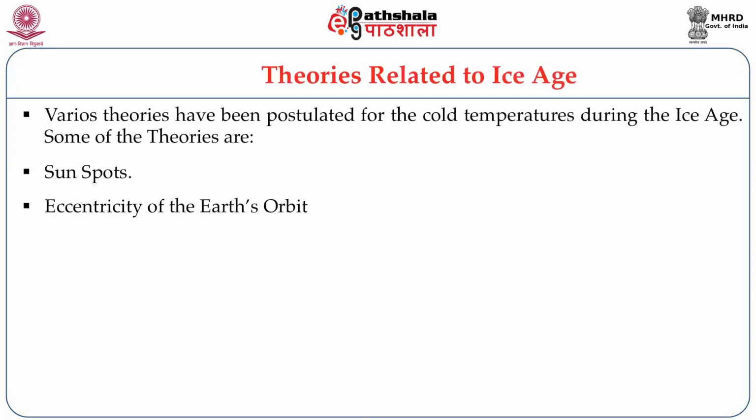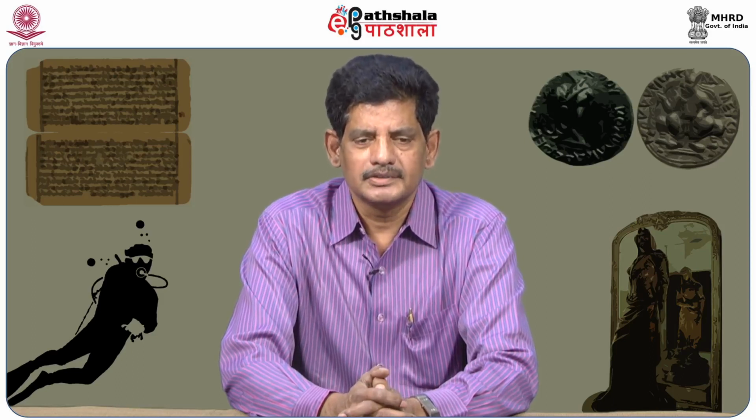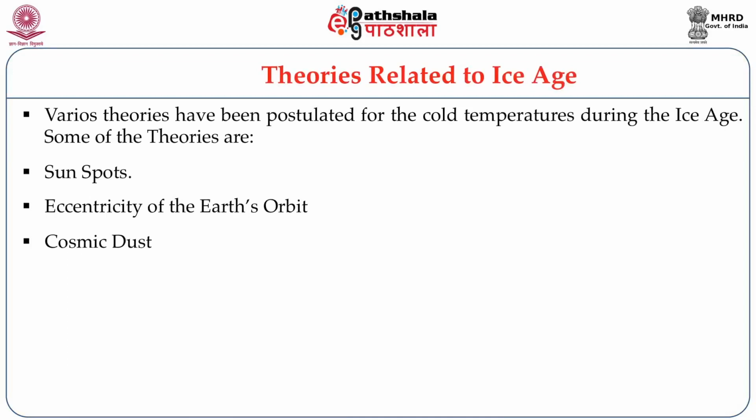The other theory is the eccentricity of the Earth's orbit. The Earth has a near elliptical orbit around the sun. They propose that due to some external reason, such as a big celestial body coming nearer to the solar system, the Earth has been pulled a little away from its usual orbit by its gravitational pull, and because of this distance, the radiation was reduced, and it led to cold climatic conditions on Earth. They also have proposed that cosmic rays and cosmic dust were one of the reasons.